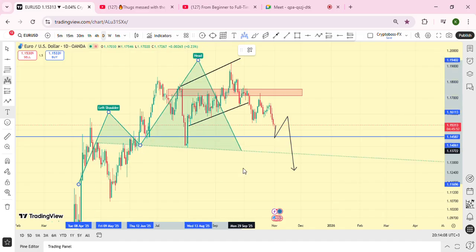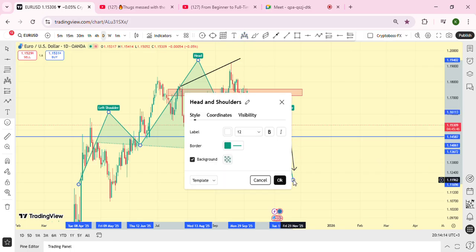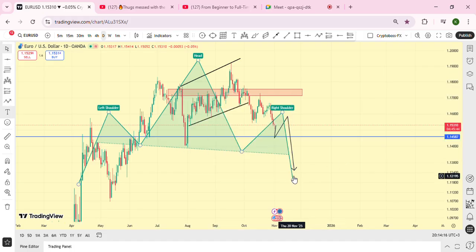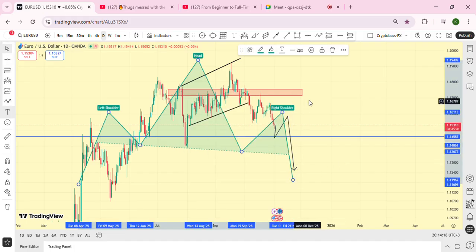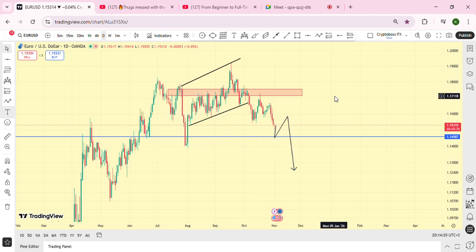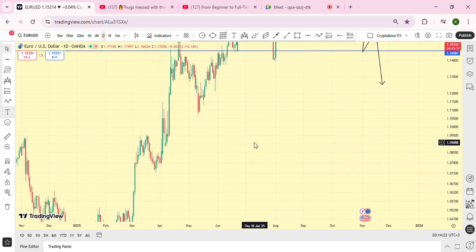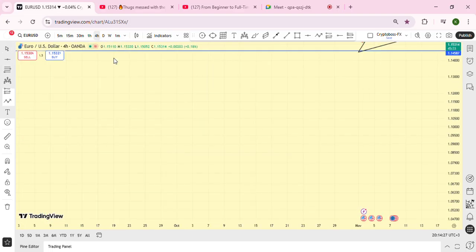The market coming to this, even back there and coming this way. So that is for head and shoulders. Let's go to maybe the 4 hour time frame and try and look for another one.